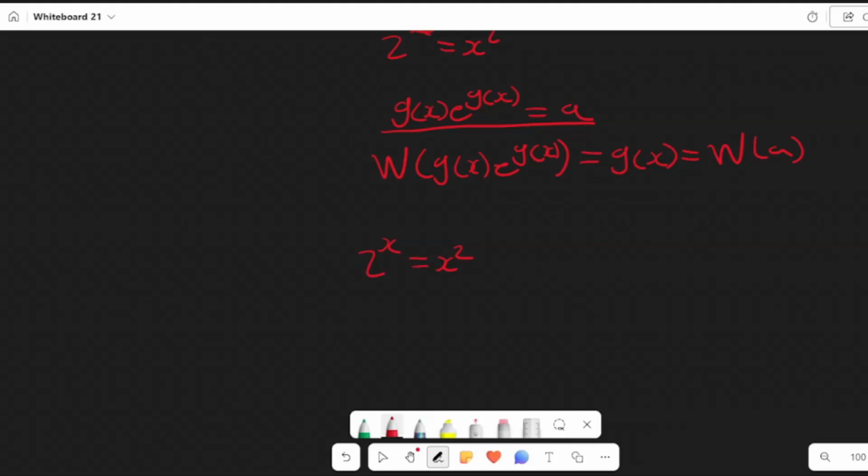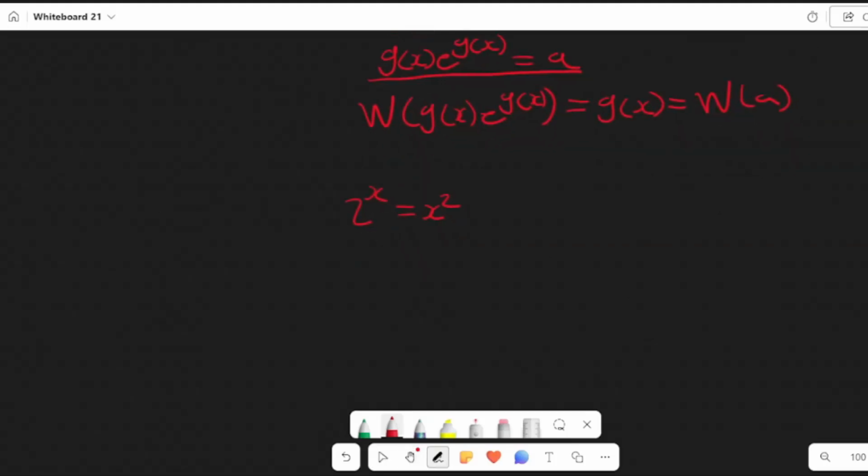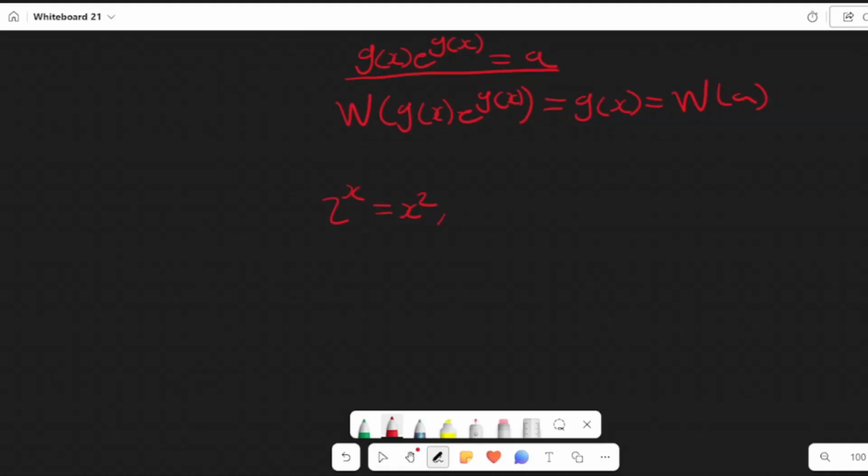So this won't include all of the solutions, but I will be showing how to get all of the solutions later on. But normally how you would solve this equation is, of course, you can guess, for example, x being equal to 2 or x being equal to 4. But to algebraically solve it, we can do something like this. So let's say that we take natural log on both sides. Then we have x times natural log of 2 being equal to 2 times natural log of x.